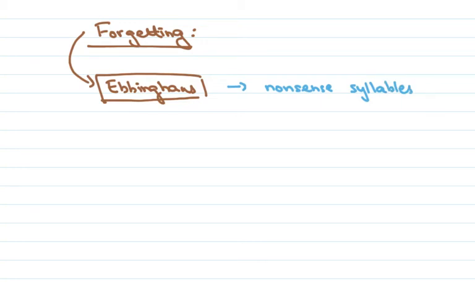What can be an example of this? So, for example, something like tur. This is a nonsense syllable because it doesn't mean anything. Or, for example, mup. So these are all nonsense syllables. They look like words, but they don't mean anything. And he memorized them himself, and he looked at the time that it took for him to forget them. And what he got out of doing this is that he created what is called Ebbinghaus's forgetting curve.